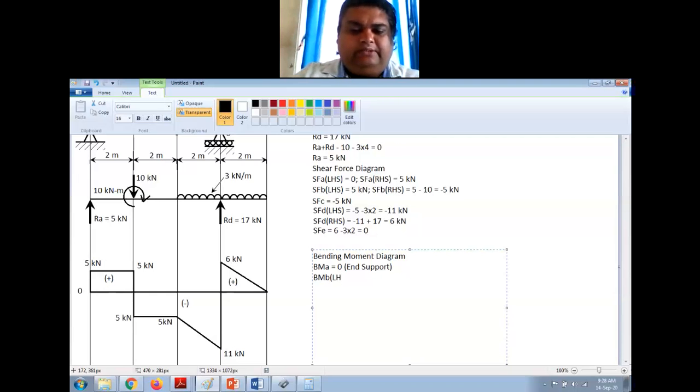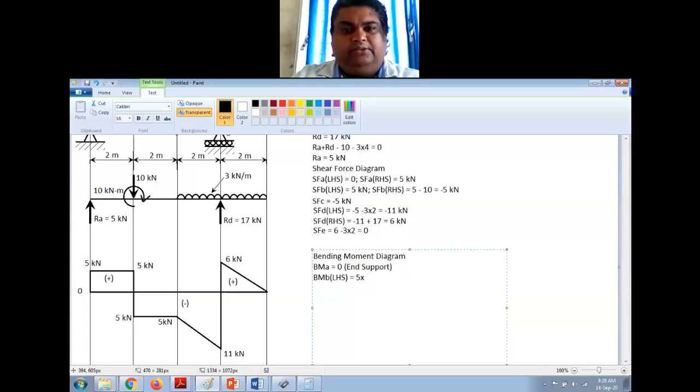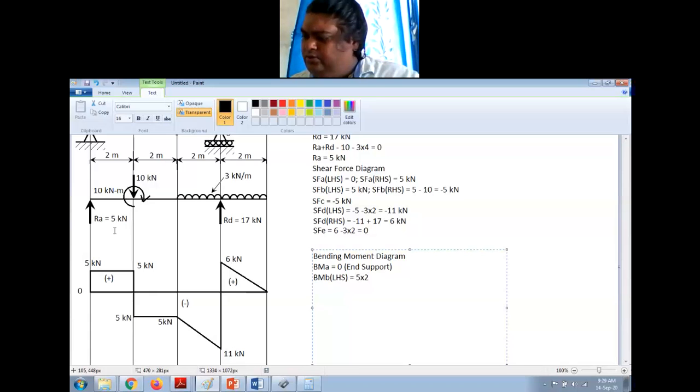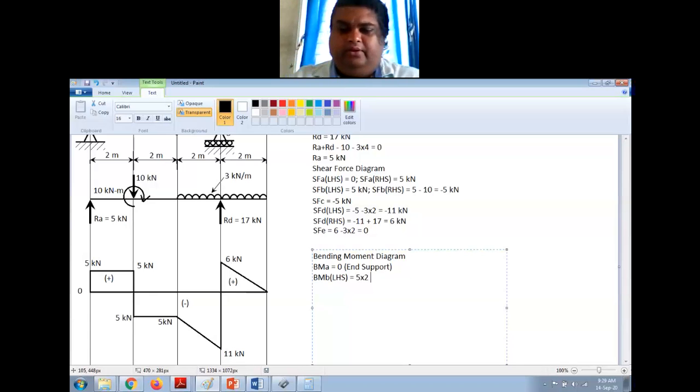So the left hand side bending moment is equal to, now this is the left hand side, right? So this is making a clockwise moment on the left hand side, so that will be positive. 5 into perpendicular distance 2, and I don't have any other force there, correct? So that will be equal to 10 kilonewton meter.